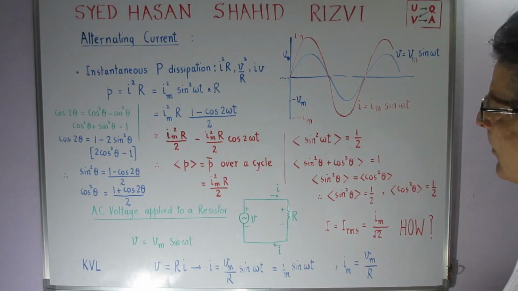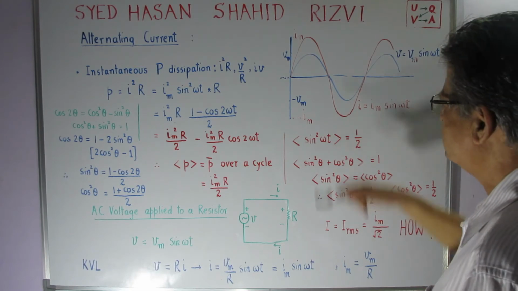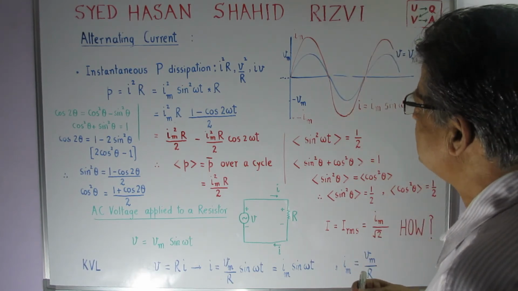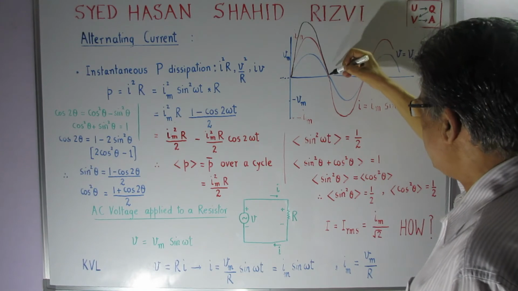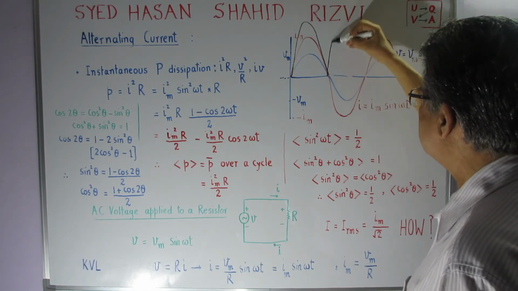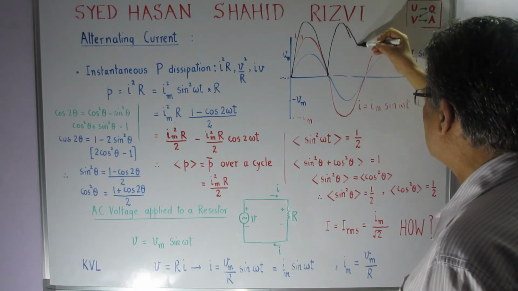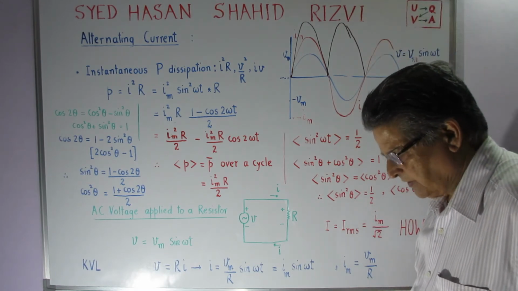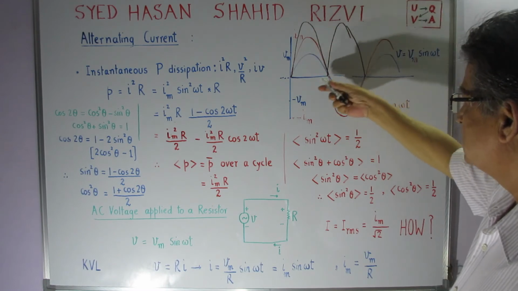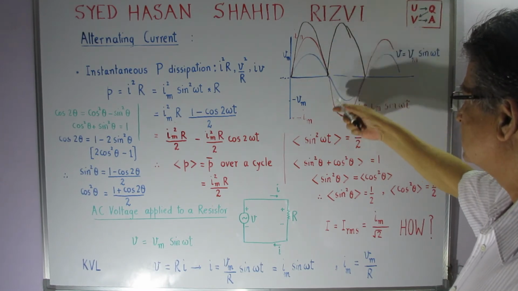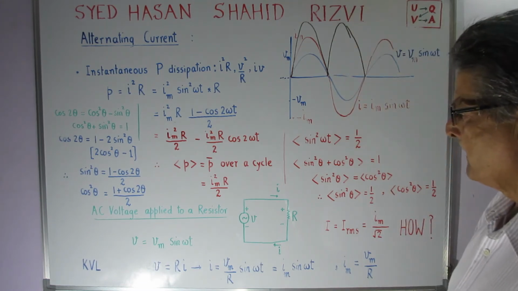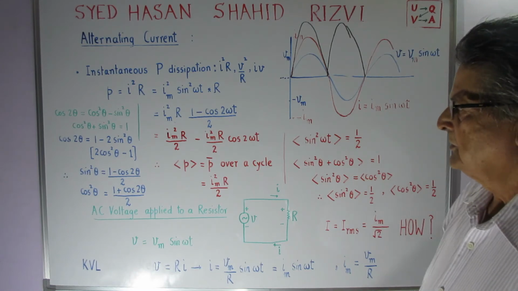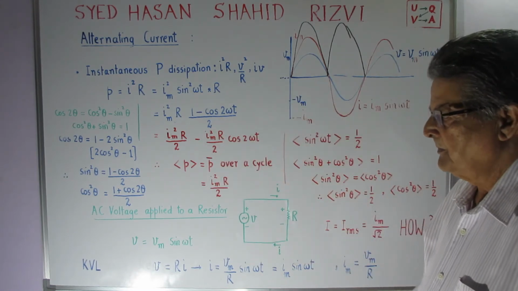Now if I plot on the same graph Im square, for example, I'll get something like this, and for this half cycle also I'll get something like this. And we have to take the average value of this, which is positive here and positive here, for the positive half cycle and the negative half cycle, both of them. No problem. So this is how we obtain this.